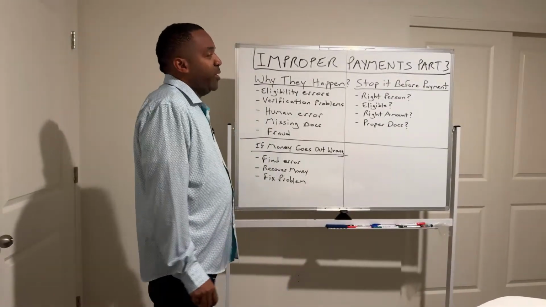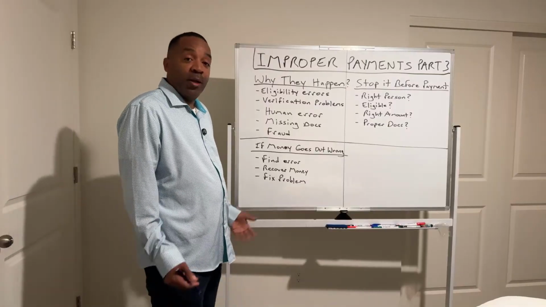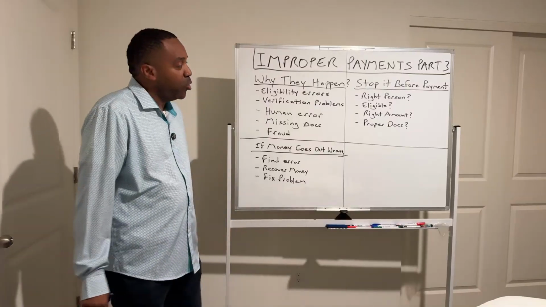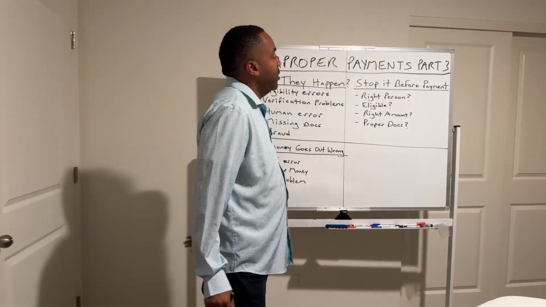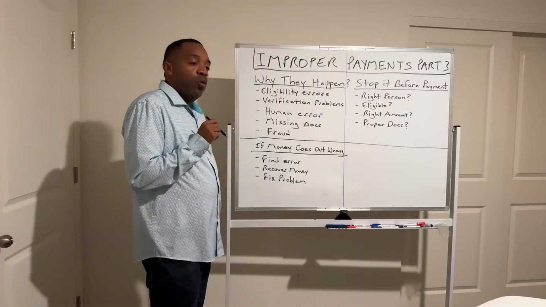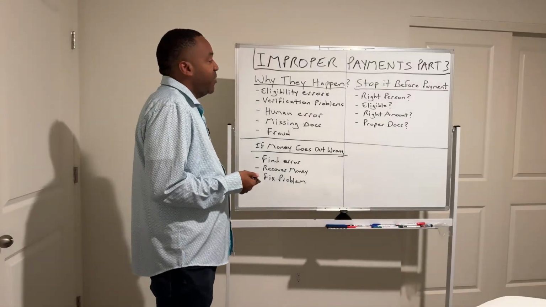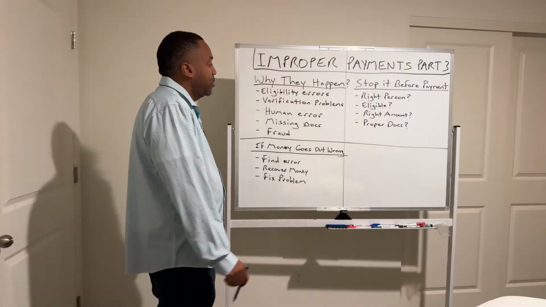Okay, we've already discussed what improper payments are and where most of the improper payments are going. So here we find ourselves at improper payments part 3. Why does the government keep making improper payments?